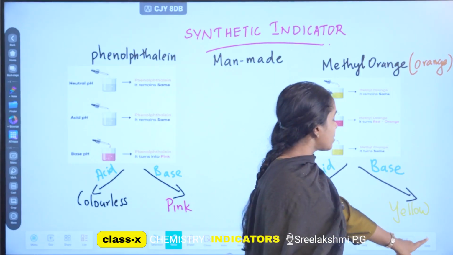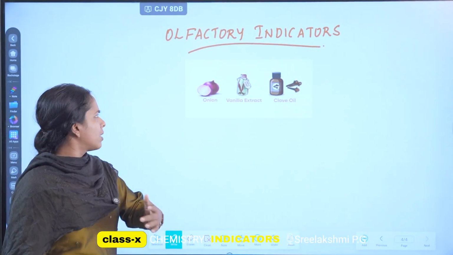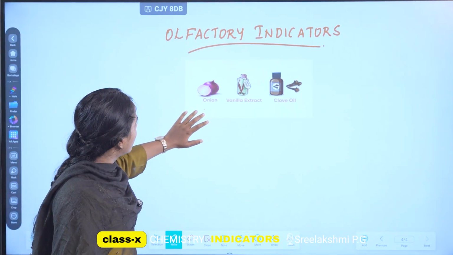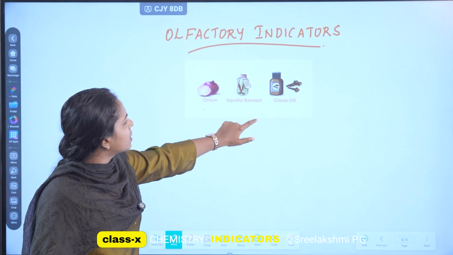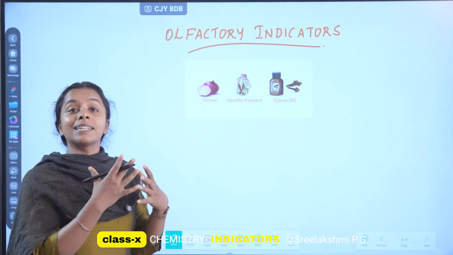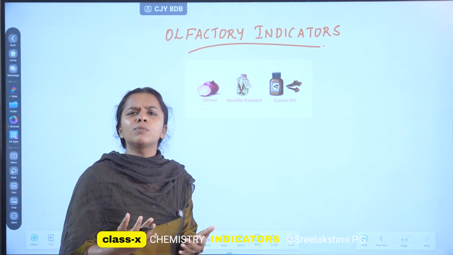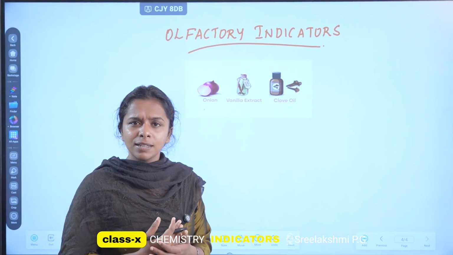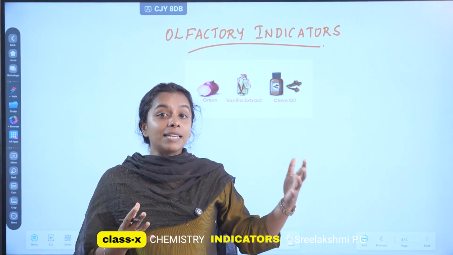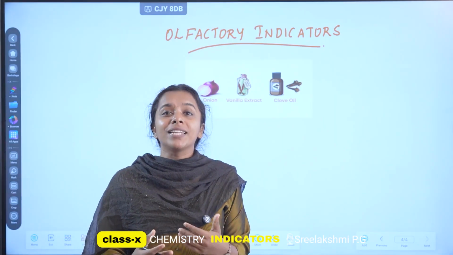Now we have the last one, that is olfactory indicators. I've given some pictures, right? The onion, vanilla extract, clove oil. These are the examples of olfactory indicators. Olfactory indicators are not like the natural indicators and synthetic indicators. They will change the colors.